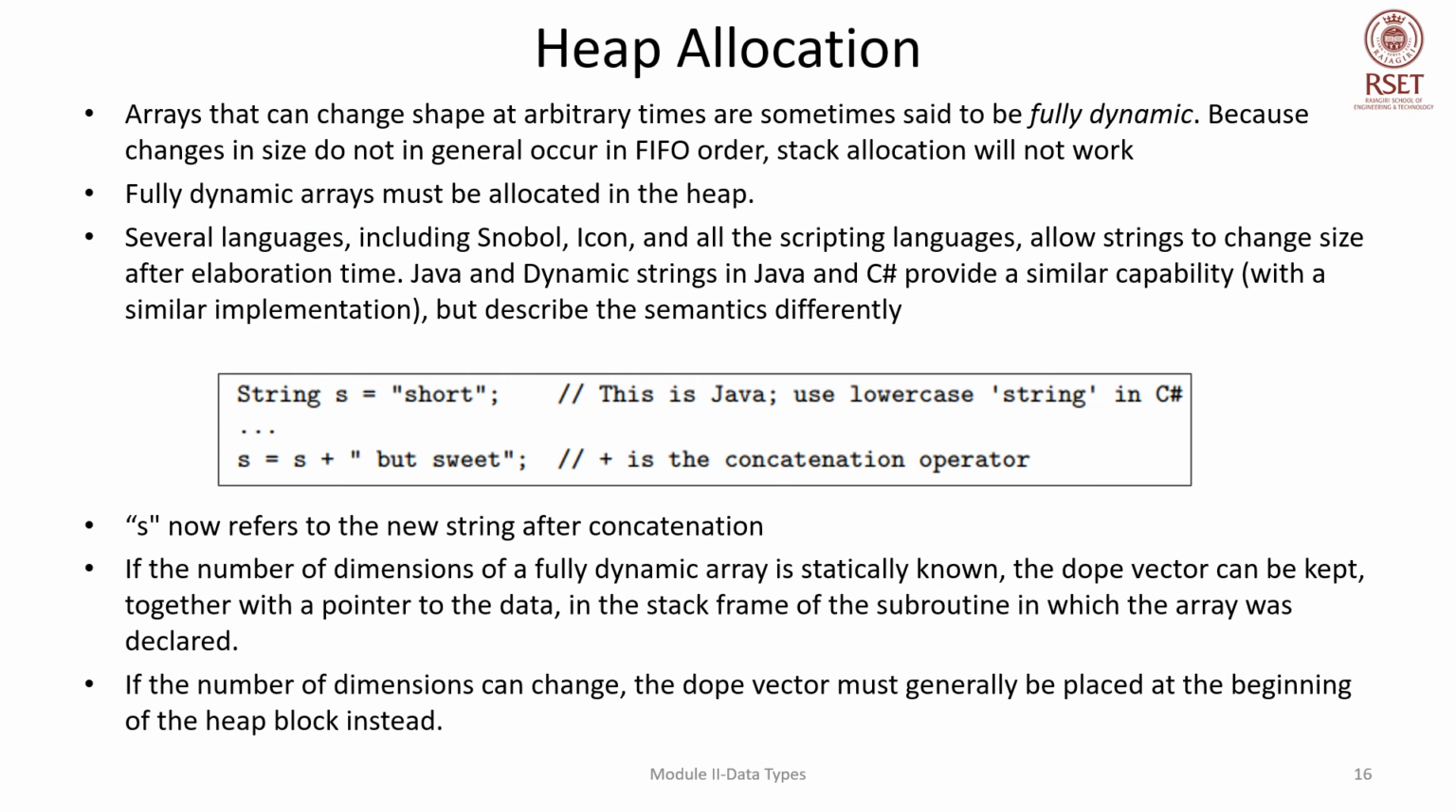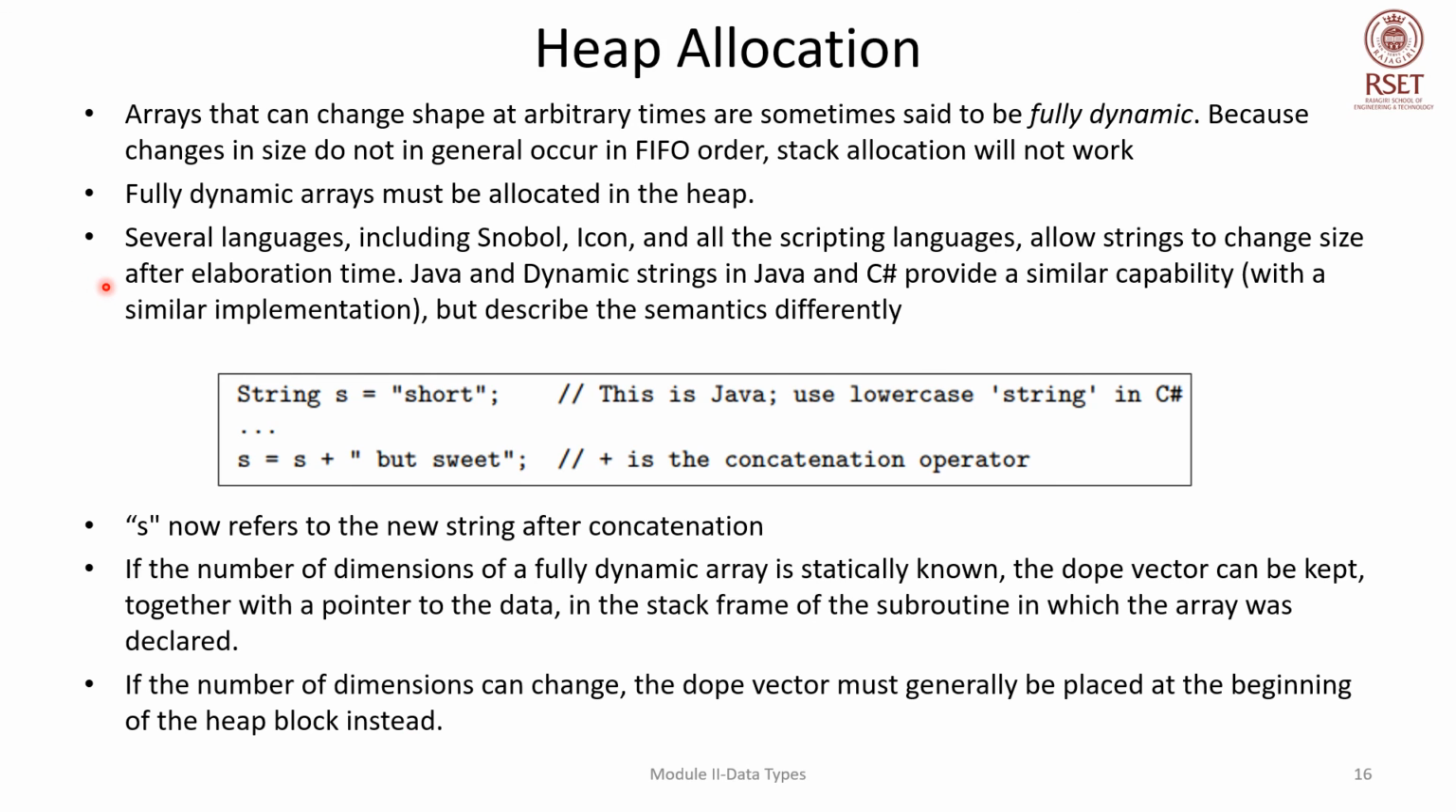We just saw the stack allocation for array. Now we'll see what is the heap allocation for array. Now why do we need a heap allocation for array? If you remember, we use a heap when the memory allocation is dynamic. So array becomes dynamic when its shape changes at runtime. For fully dynamic arrays, a stack allocation will not work. Instead, we need a heap allocation.